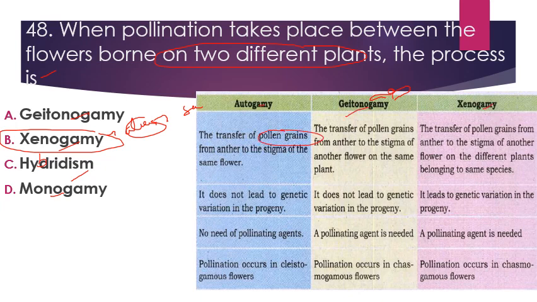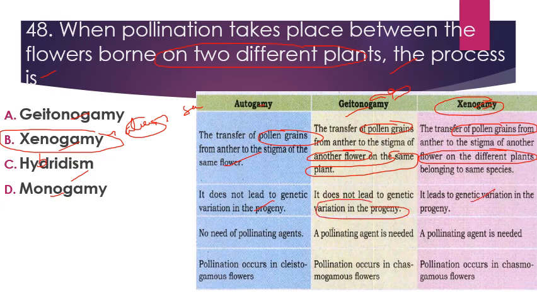Autogamy is the transfer of pollen grain from the anther to the stigma of the same flower, while geitonogamy is the transfer of pollen grains from the anther to the stigma of another flower of the same plant. So the plant is the same but the flowers are different, while xenogamy is the transfer of pollen grains from anther to stigma of another flower on a different plant belonging to the same species. So this is the answer of this question. Autogamy does not lead to genetic variation in progeny. Again, geitonogamy does not lead to genetic variation, while xenogamy brings variation. In autogamy, there is no need of any pollinating agent, in geitonogamy a pollinating agent is needed, and xenogamy requires an external agent for pollination. Autogamy occurs in cleistogamous flowers, which are closed flowers, while geitonogamy and xenogamy occur in chasmogamous flowers, meaning these flowers are open.